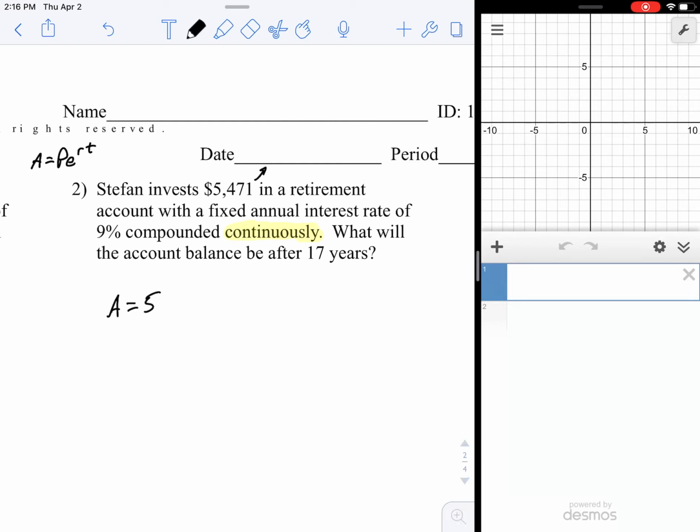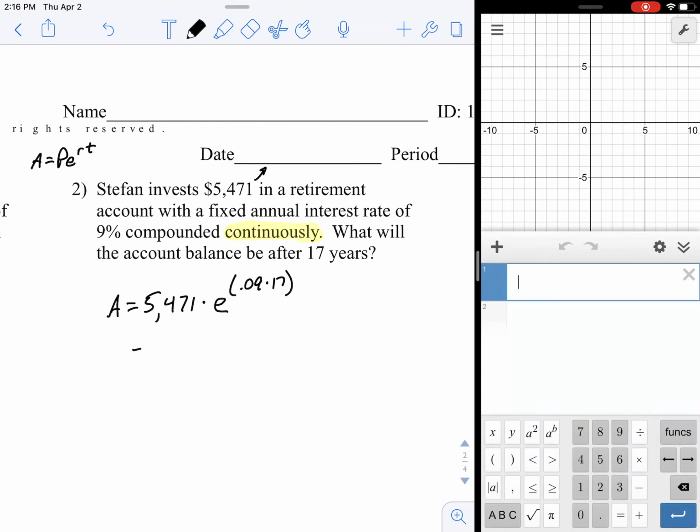A equals 5,471 multiplied by e to the power 0.09 times 17. That's what we need to essentially just type into the calculator.